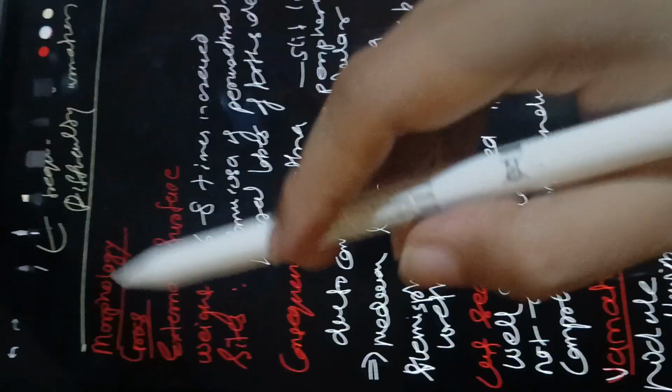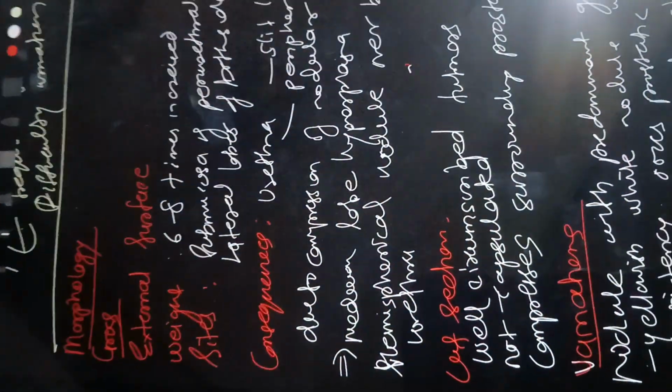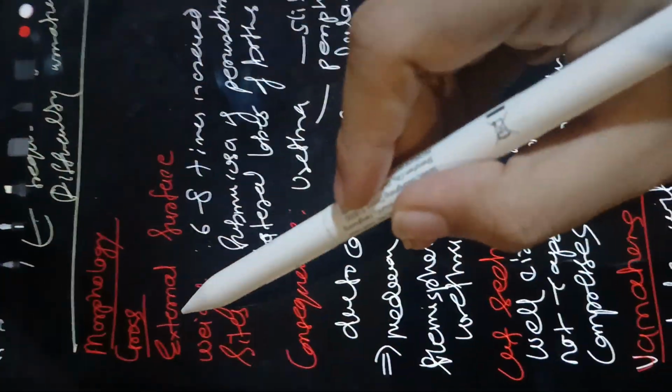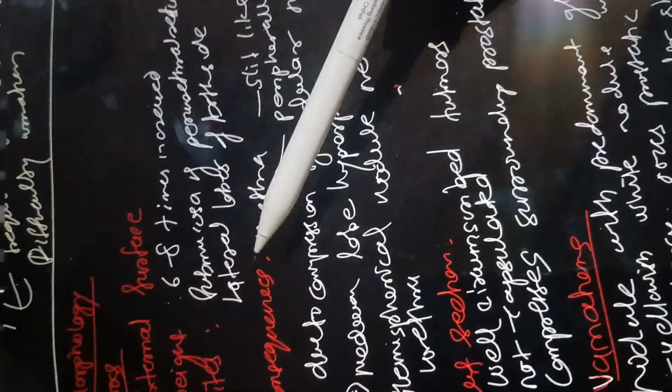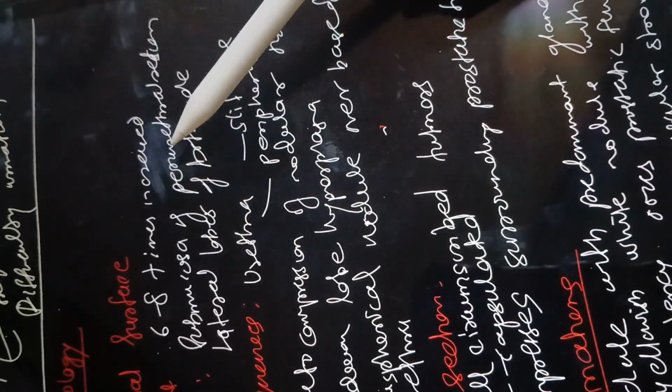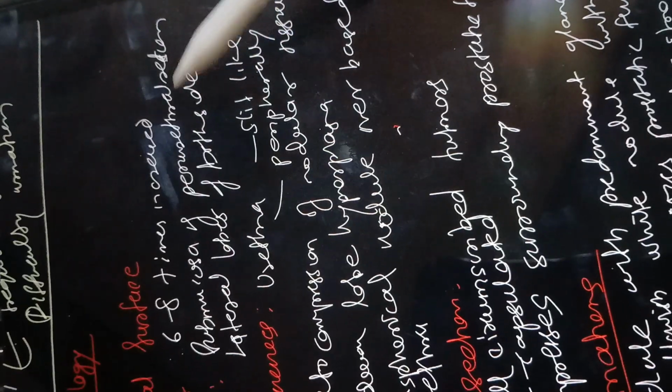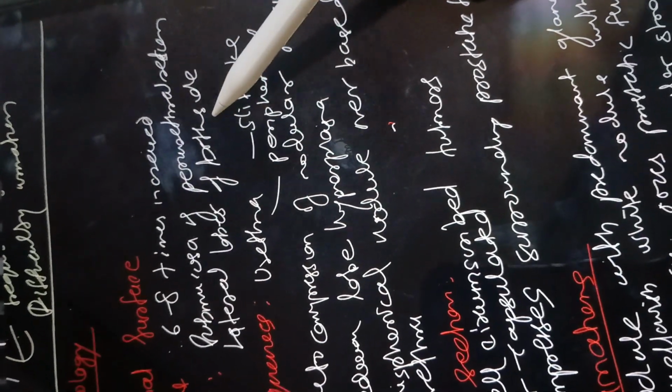Now we will go to the gross and microscopic features. So yes guys, now let's start with morphology. We have gross morphology and microscopy. In gross, we will first discuss the external surface. The weight of the prostate is increased about 6 to 8 times. The most common site is the submucosa of the periurethral and lateral lobes on both sides.